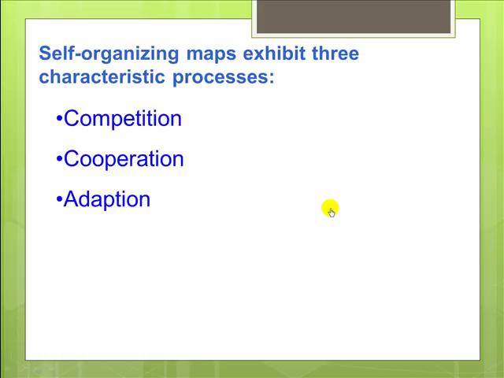Self-organizing maps exhibit three characteristic processes: competition, cooperation, and adaption. Okay, so these are just words that they use to describe some processes.